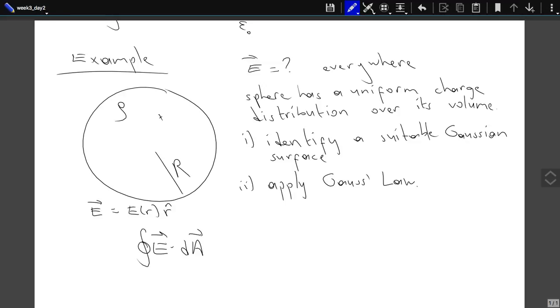If we choose a sphere, dA would also be in the radial direction. So the angle between dA and the electric field is the same at every point. The magnitude of the electric field would be the same at every point if we choose a sphere around the origin. Now I want to find the electric field at this point, so my surface should better contain that point. So this is my Gaussian surface.